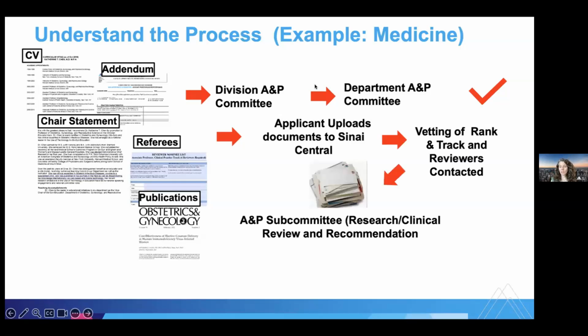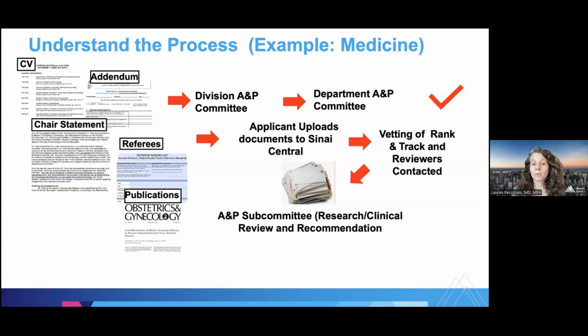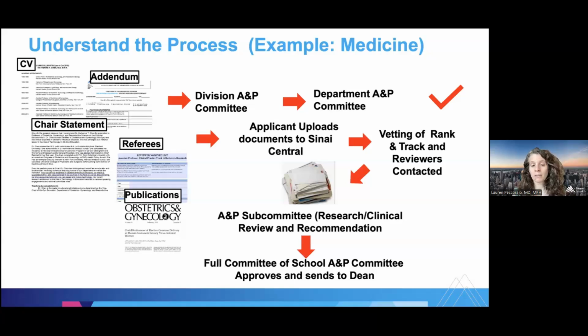So once all of the reviewers that are needed have sent in their reviews and your packet is complete, and keep in mind, if your packet is not complete, so for example, if during that vetting process, your CV is not in the right format, it's going to be sent back to you to be fixed. So that's a potential holdup. So it's really important that your CV is in the correct format and all of the things that we talked about today are correct. So then it goes to an A&P subcommittee, research versus clinical, and they make a review and recommendation to the larger committee. And then that committee hopefully approves it and sends it to the dean for final approval.